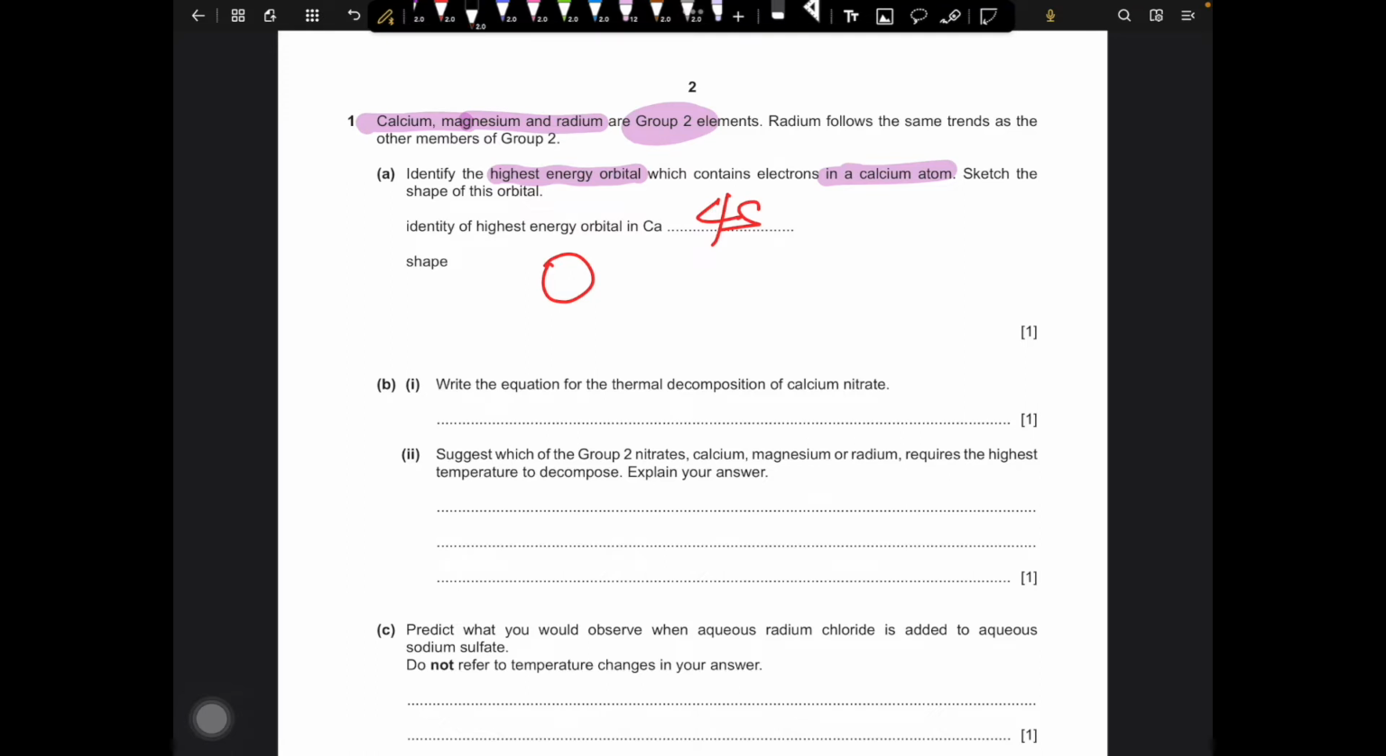Next one, the decomposition of calcium nitrate. Calcium nitrate is Ca(NO3)2. Since they mentioned decomposition, it will not react with anything. There is no other reactant, and it will form calcium oxide with the nitrate ion. When we heat, definitely we will have nitrogen dioxide gas, and we will also have oxygen gas. So all we need to do is balancing. Calcium is balanced, so we need 2 nitrogen. To balance oxygen, we will need half an oxygen gas.